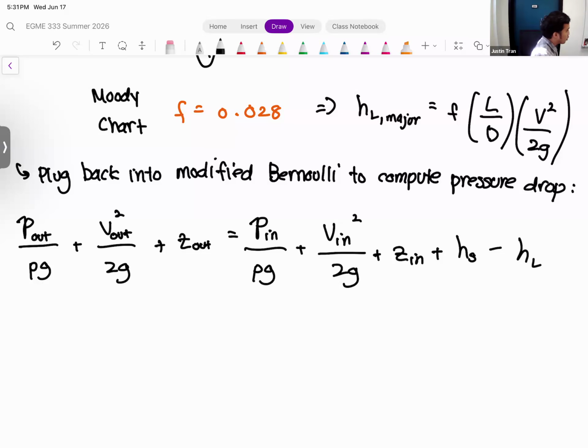Now, just like normally, when we write the Bernoulli, we're going to cancel out a lot of these terms. Even though it looks intimidating here, most of these terms are going to cancel out. First, because we're not given any information that our pipe is going uphill or downhill, there's no change in elevation, so the height is not changing. Z out and Z in are the same, so they're going to cancel out.